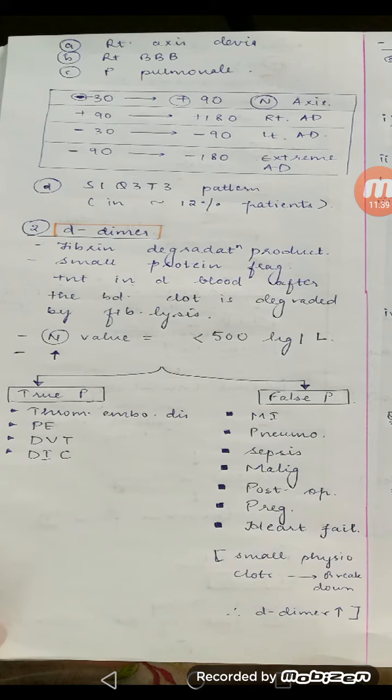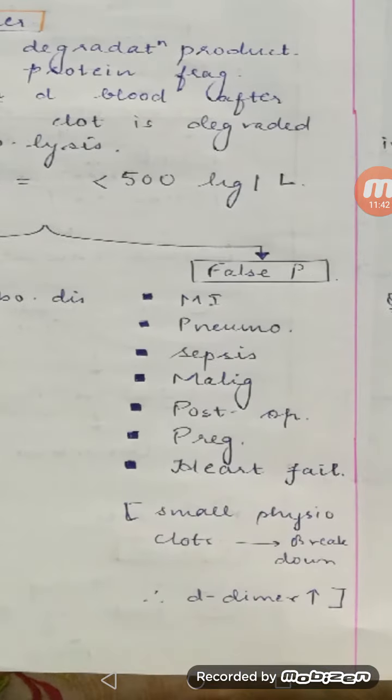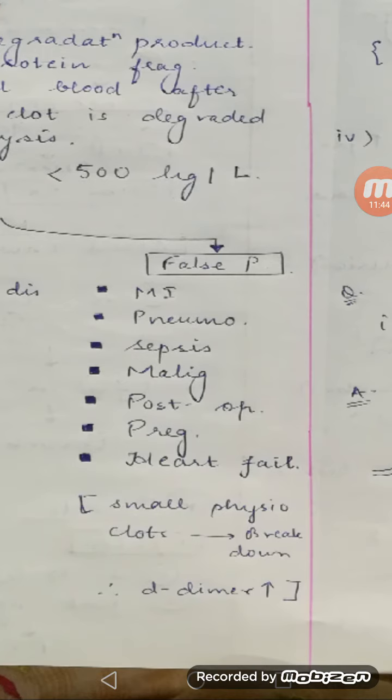So the D-dimer test is very sensitive, but it's non-specific, because you will see a false positive test in all the conditions wherever there is even a little bit of hypercoagulable state of the body, like in pregnancy, post-op condition, because post-op a lot of fluid loss is there, so there is a little increased viscosity of the blood. Similarly, after MI, infections of the lung like pneumonia, systemic infections like sepsis, malignancy, again a hypercoagulable state, and heart failure. So in all these conditions there will be a false positive D-dimer test. Therefore it's not at all specific, but it's sensitive.